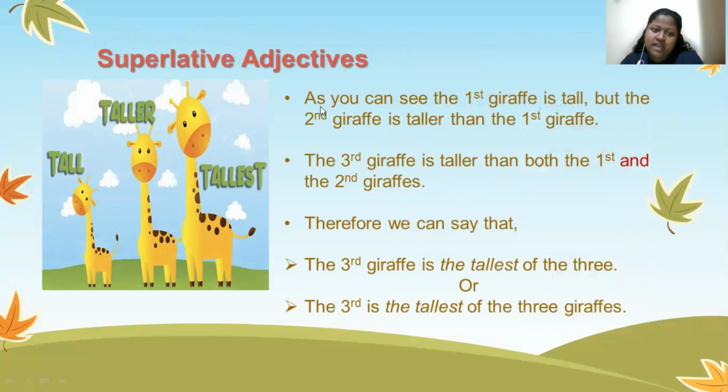Now I want you guys to look at superlative adjectives. Let's focus on the picture. You can see there are giraffes, 3 giraffes. And as you all know, a giraffe is a pretty tall animal. Even the smallest giraffe is probably taller than us. So a giraffe is tall. You can see the first giraffe, even though it seems little, is still tall. The second one is obviously tall. And the third one is the tallest of all because it is the tallest one out of the 3.